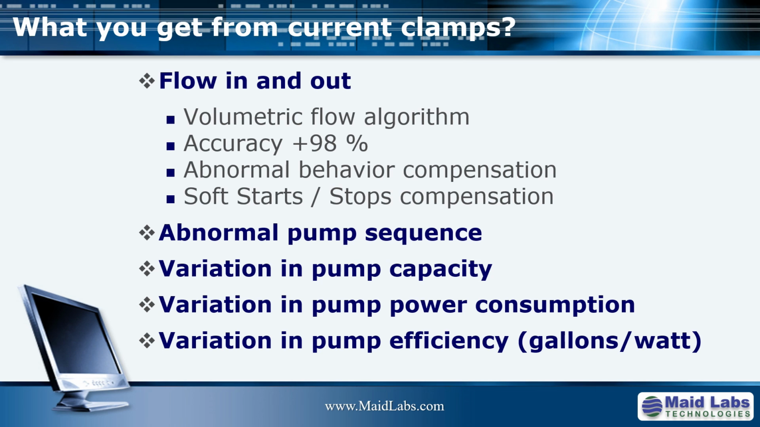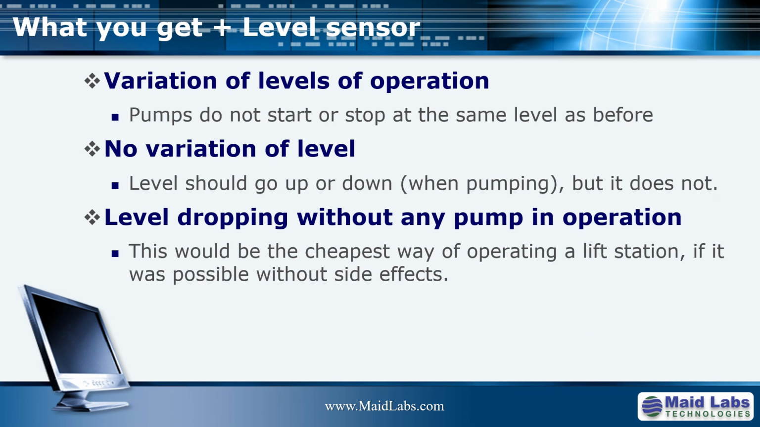If you can connect a level sensor, then it will also check if the levels of operation are always the same, if it varies, or if you have any kind of abnormal behavior like level dropping without any pump running. This is the cheapest way of operating a lift station, but usually it's because you have a siphon effect or the level sensor is defective. In both cases, it's bad.